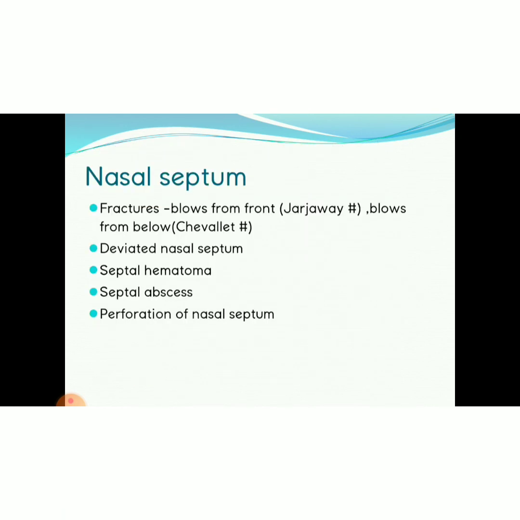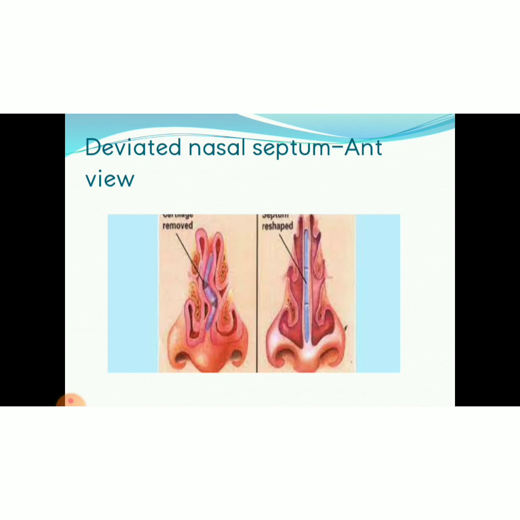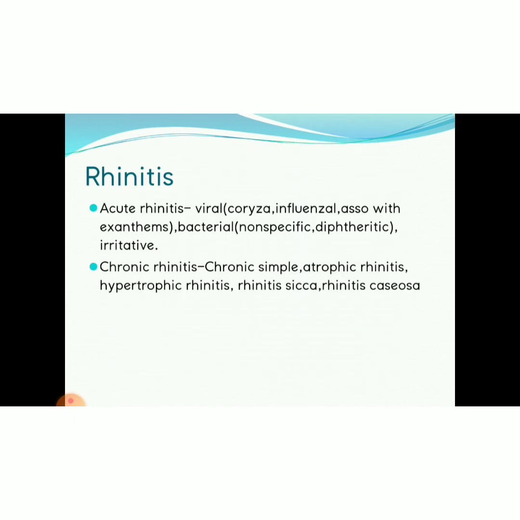The other pathologies which can occur in the nasal septum are the septal hematoma, septal abscess, perforation of nasal septum, etc. So you should know about the deviated nasal septum. Deviated nasal septum is very important. Then rhinitis, the common cold. It can be caused by viral or bacterial infection, or it can be irritative.